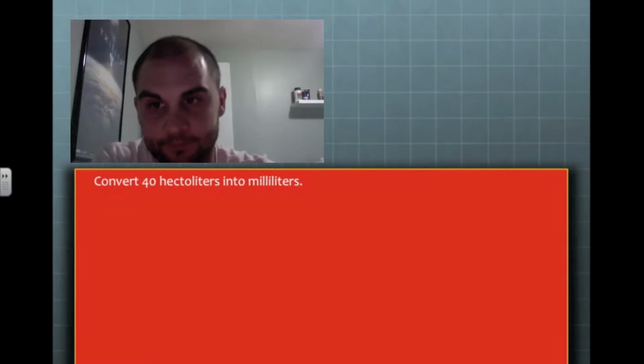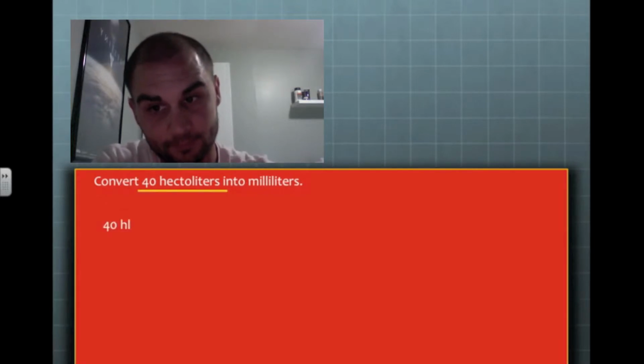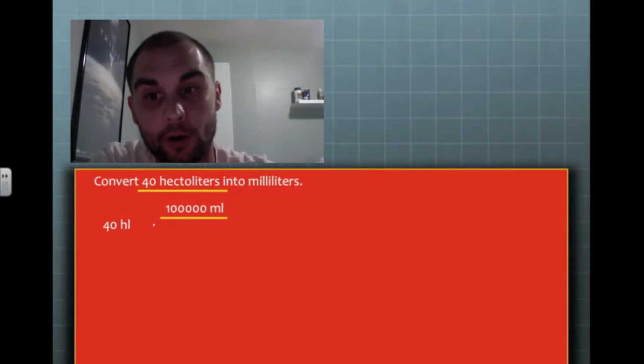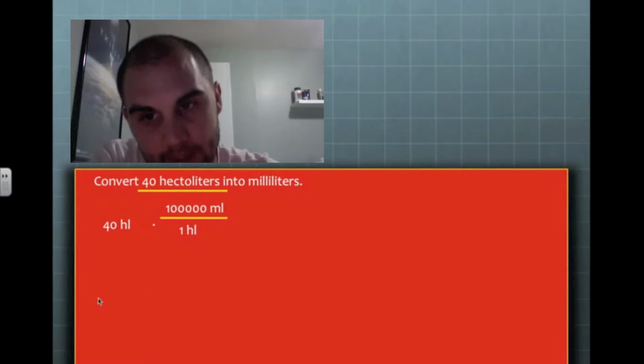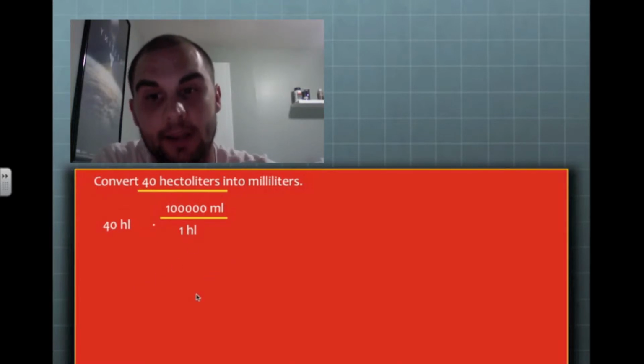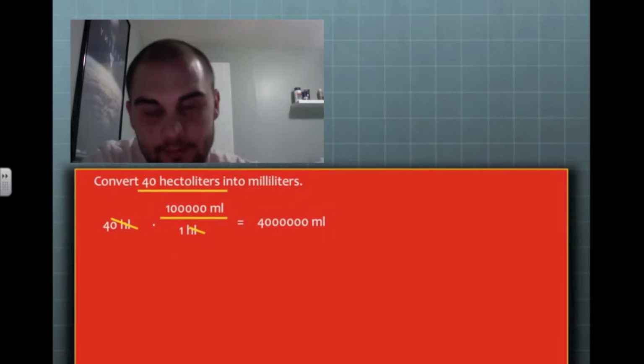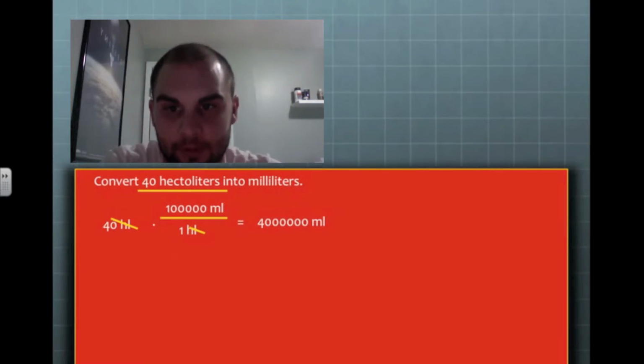For this next one, I'm going to convert 40 hectoliters into milliliters. So I'm going to start with 40 hectoliters, and we'll multiply that by 100,000 milliliters over 1 hectoliter. I did that because there are 100,000 milliliters in 1 hectoliter. Now I can cross out my like terms, so HL gets crossed out down there, HL gets crossed out over there. When I times 40 times 100,000, I get 4 million milliliters. Okay? Let's do our last one.